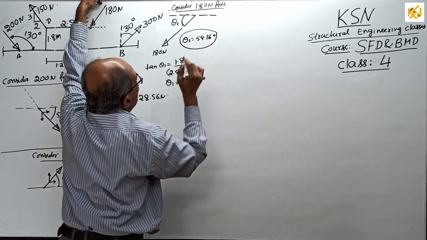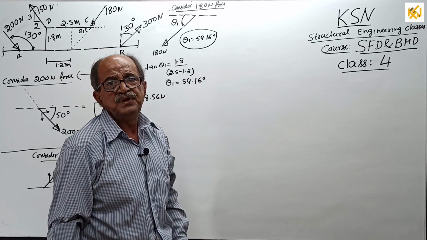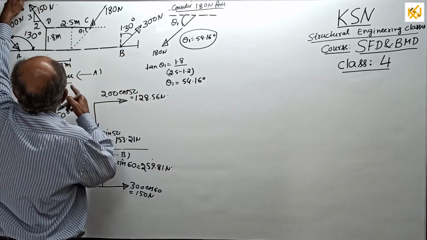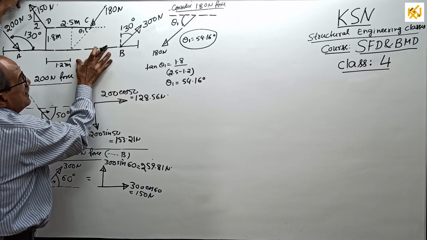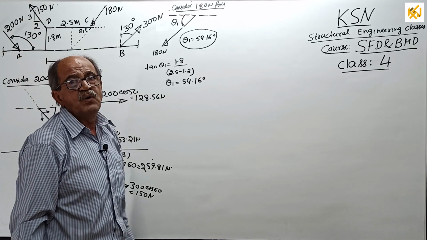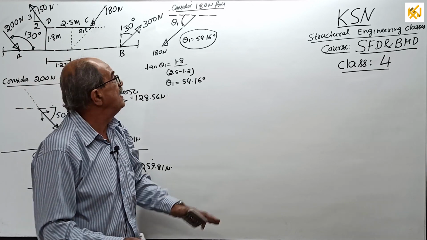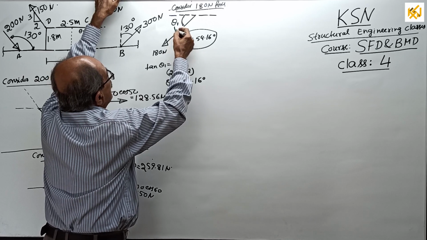I'll round off. I always round off the values which are calculated, so that you can make out this is not a given value, it is calculated. So we got the value of theta 1 here.